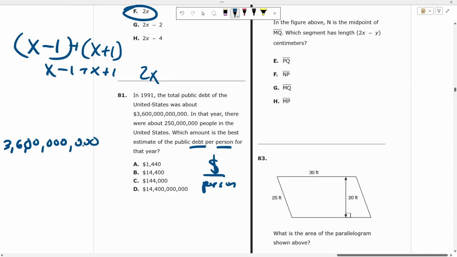This many zeros divided by 2,500, which is an equally crazy amount of zeros.